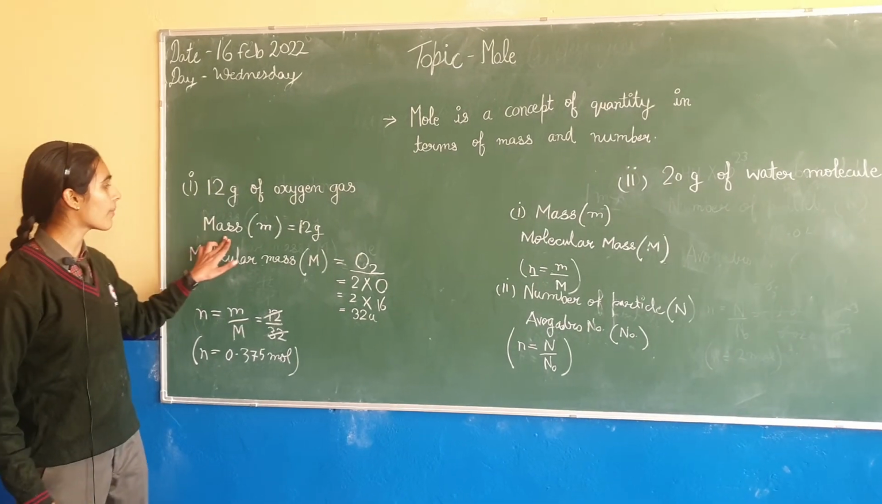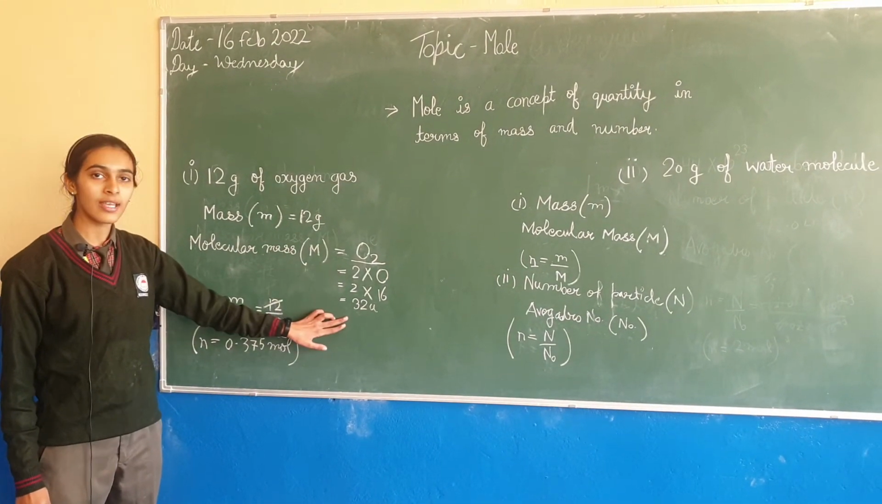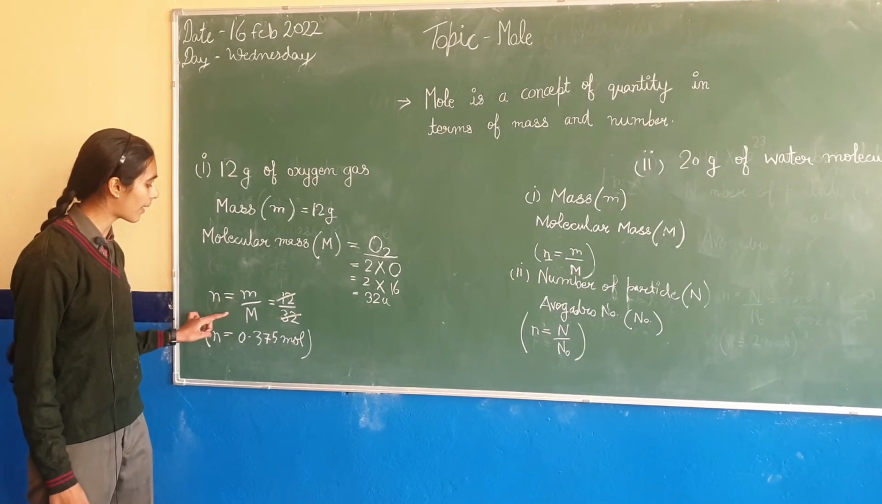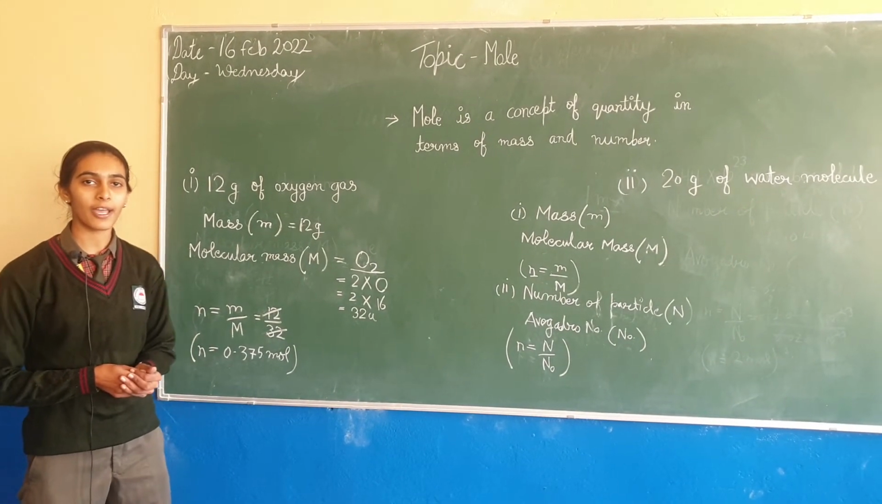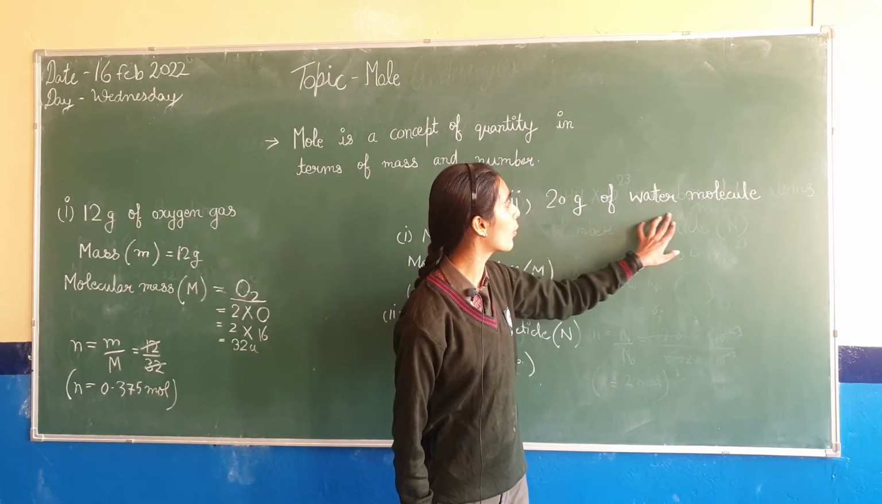In this question mass is given 12 gram. Molecular mass we find of oxygen gas is 32 and we apply a formula. N is equals to mass divided by molecular mass and we get the answer 0.375 mole. Our next numerical is 20 gram of water molecule.